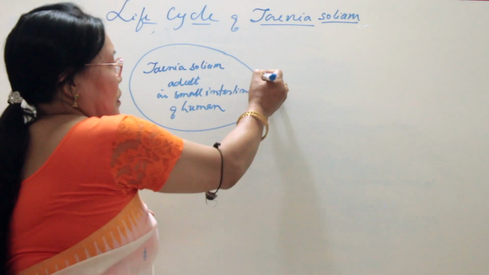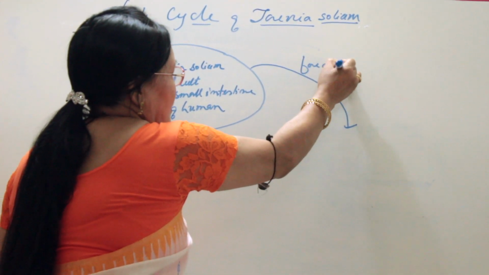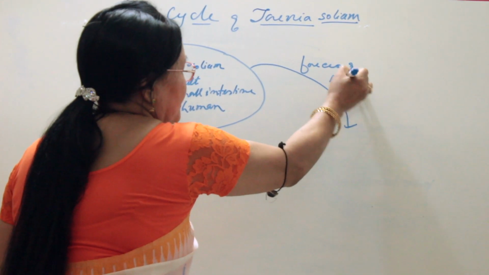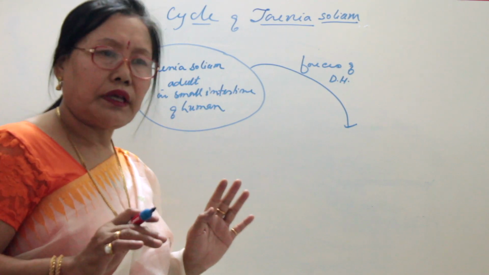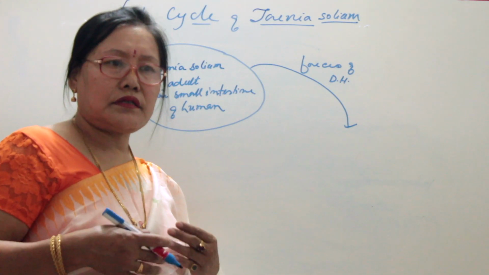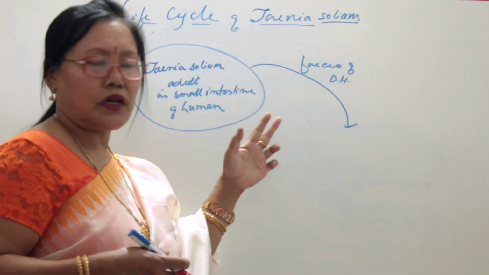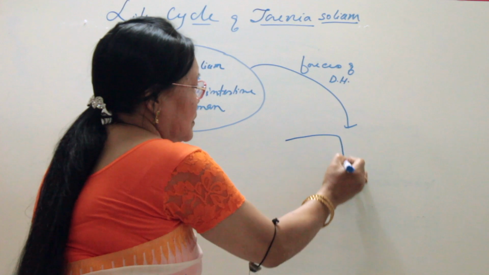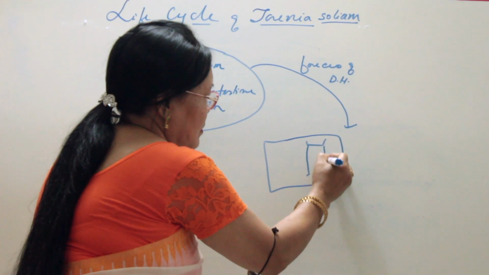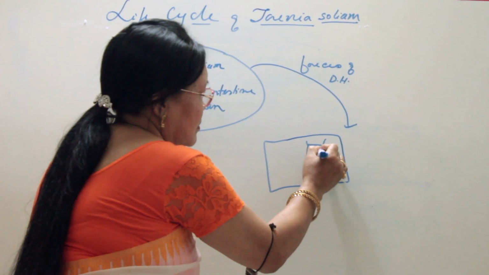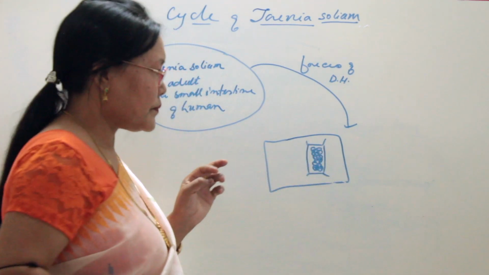Then, their eggs are passed along with the feces of the definitive host, or human. Egg means the gravid segment of the strobila, that is the gravid proglottid, which usually passes along with the feces. This is the segment of the gravid proglottid. These are the fertilized eggs.